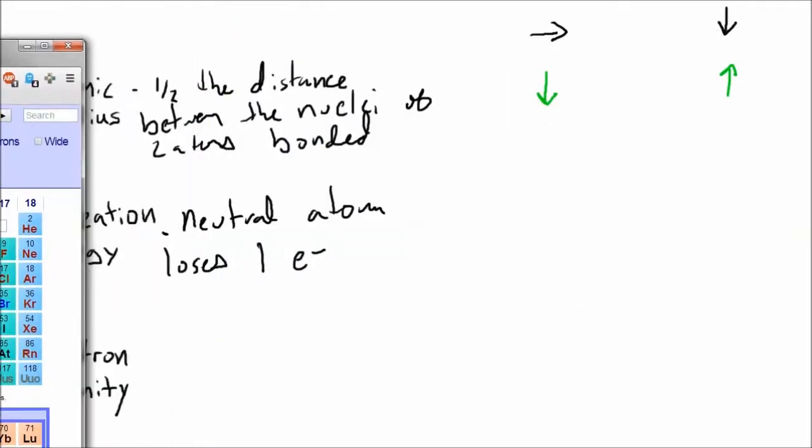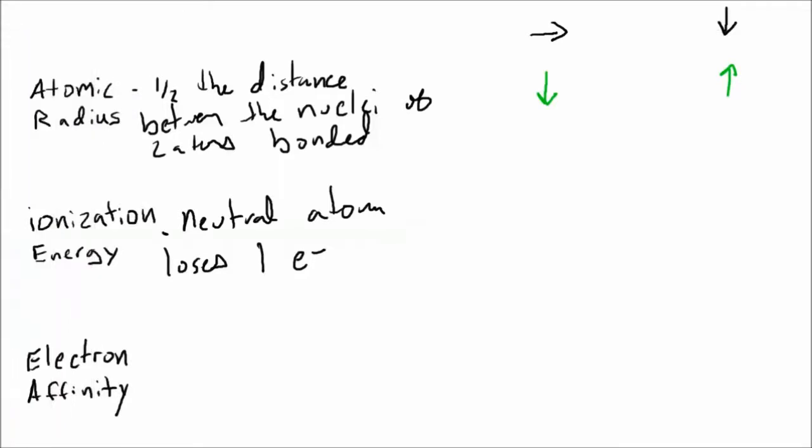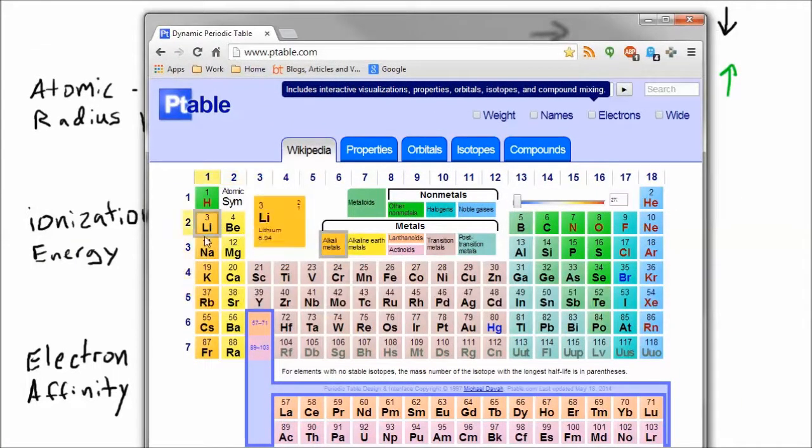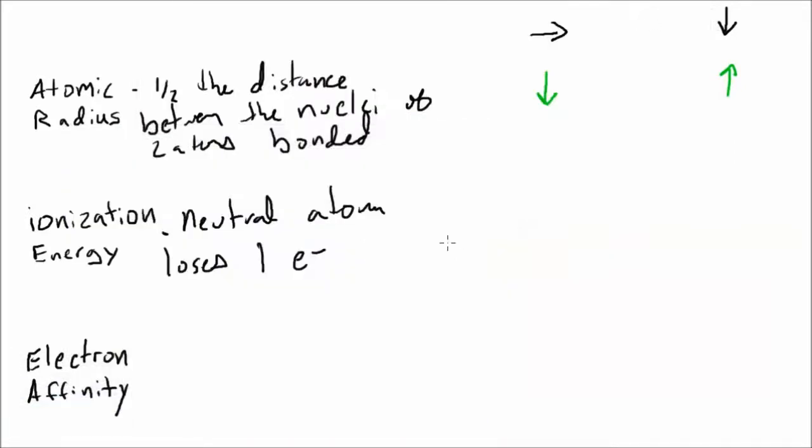So since we're talking about losing an electron, the atoms on the left of the periodic table, like the metals over here, they want to lose electrons, so it requires less energy for them to lose an electron than these atoms over here that want to gain electrons. They want more electrons. So in order to rip an electron from them when they're neutral, it requires a lot more energy to do that. So the trend then, as you go from left to right across a period, is that ionization energy goes up.